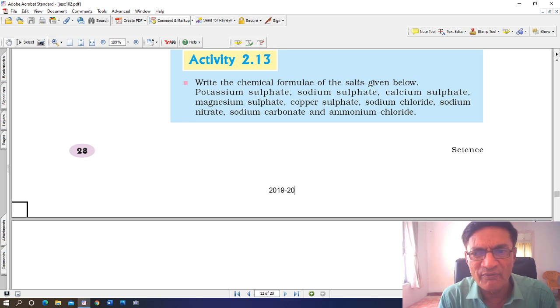Similarly, magnesium sulfate and copper sulfate are all salts of sulfate. In other words, they form a class or a family of salts called the sulfate salts. So here the negative radical, SO4, is common to all these salts. They form a class or a family of salts.